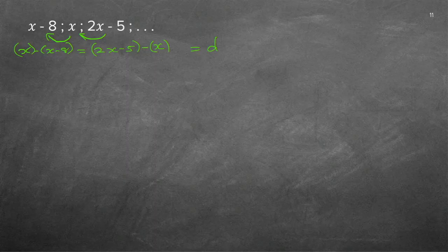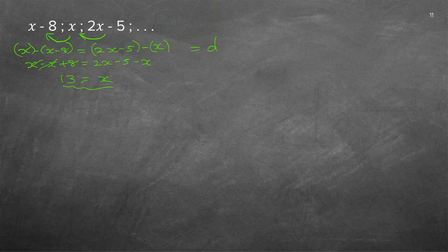So I'm just going to take away my brackets. x minus, x plus 8 is equal to 2x minus 5 minus x. If I bring all the x's, those x's cancel out. 2x minus x is just 1x. If I bring the 5 over, 8 plus 5 is 13.